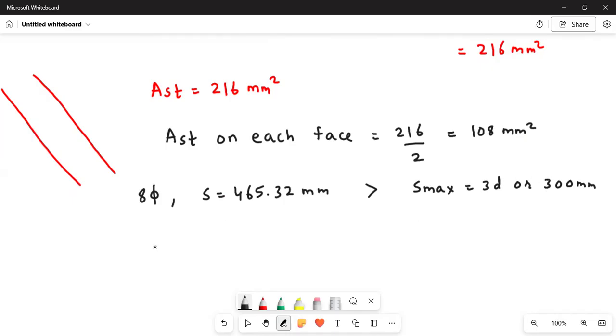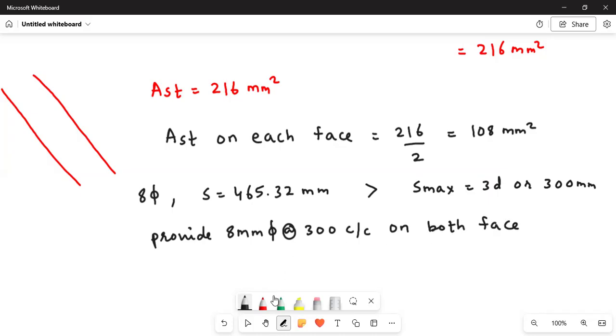Okay. So I will write here, provide 8 mm diameter bar at the rate of 300 mm center to center on both faces. Okay, like this. This is one face and this is another face. On both faces, you need to provide this bar.